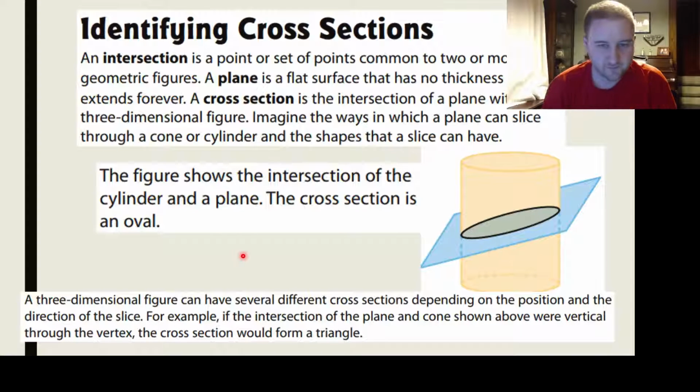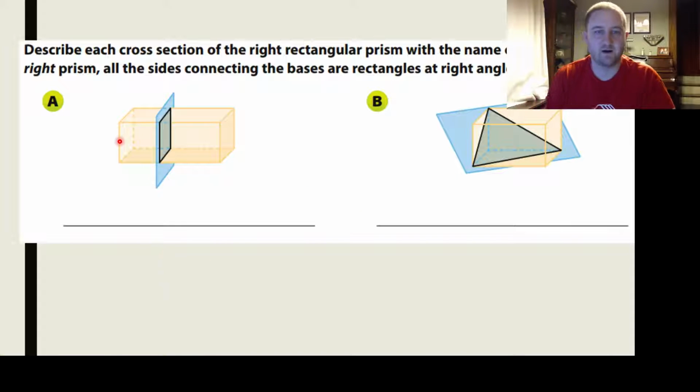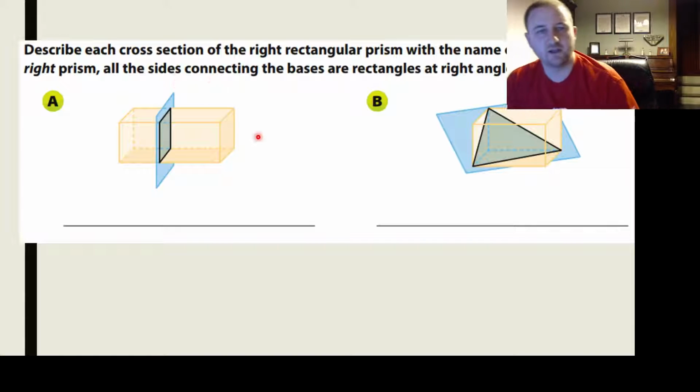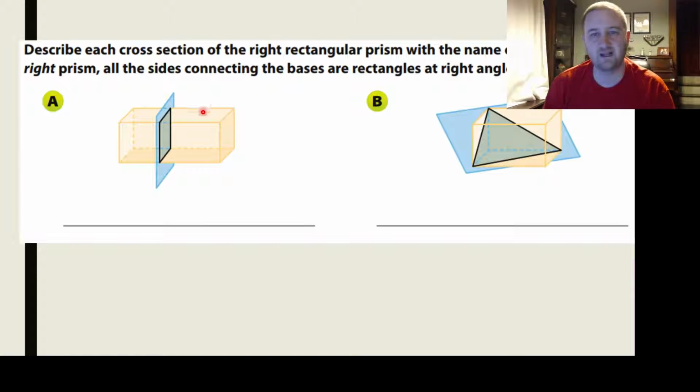Okay? So depending on which way this plane cuts through the shape, it might change what the shape of that opening is. Okay? All right, so what we want to do here is describe each cross-section of the right rectangular prism with the name of its shape. In a right prism, all the sides connecting the bases are rectangles at right angles with the base. So why don't you see if you can figure out what these cross-sections are.